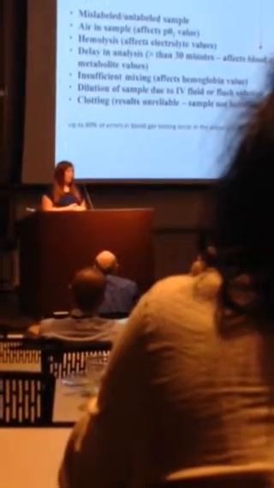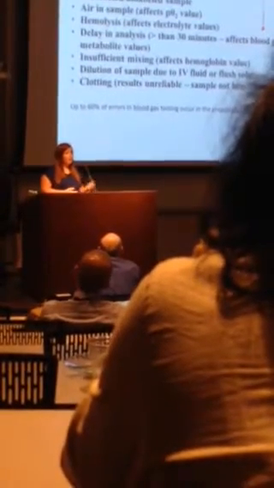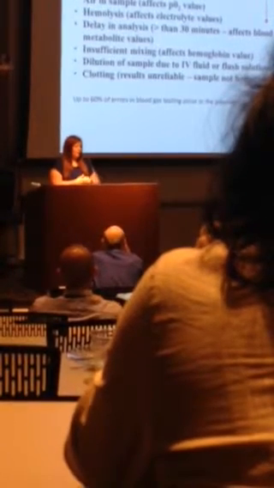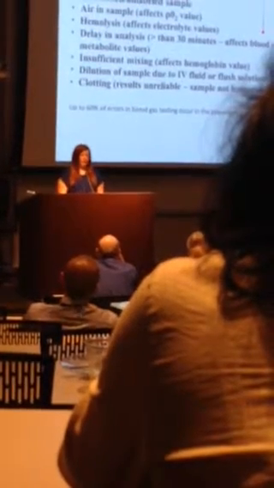Pre-analytical errors that can happen in the blood gas lab include mislabeled samples, samples without a label. There could be air in the sample, hemolysis, a delay in testing, insufficient mixing of the sample can cause problems, dilution of the sample due to IV fluids, and clotting. Up to 60% of the errors in the blood gas lab occur in the pre-analytical phase.